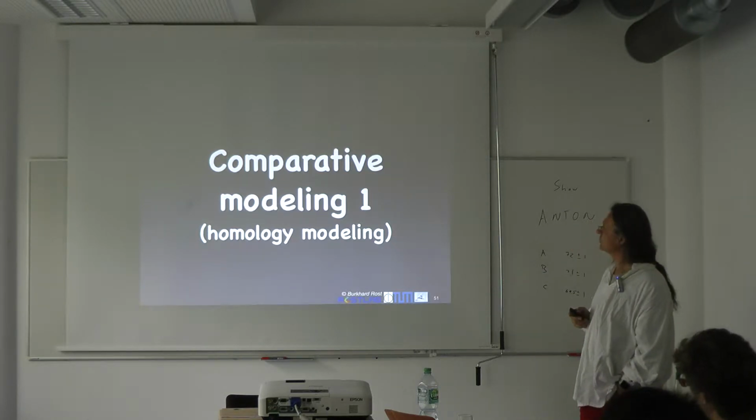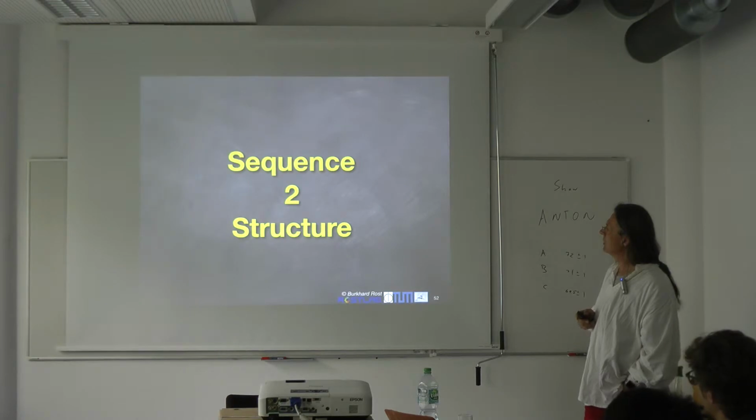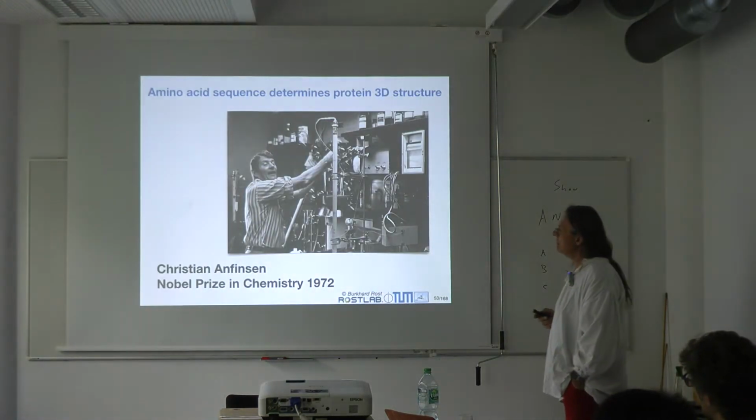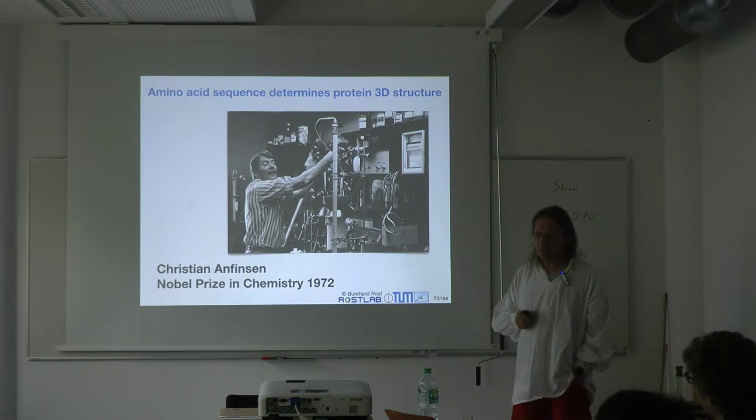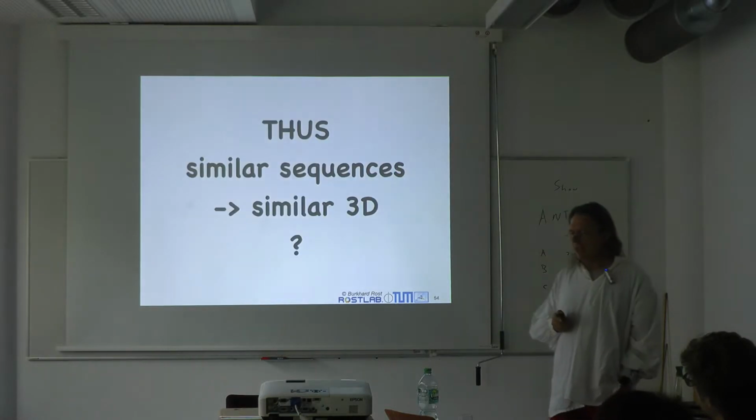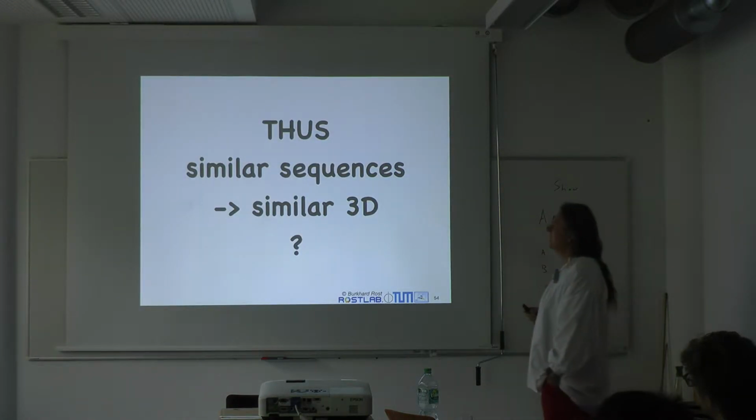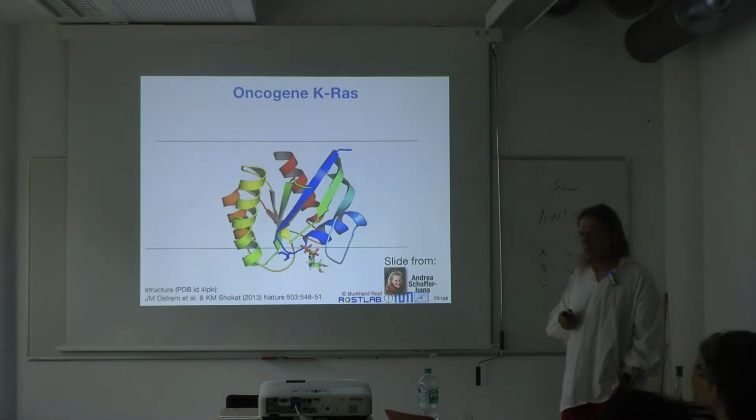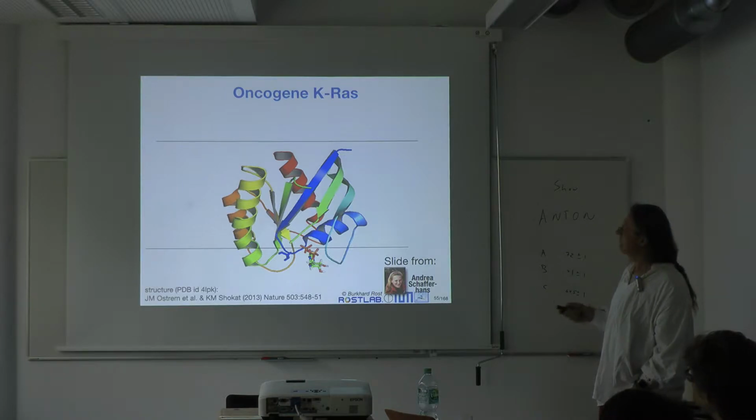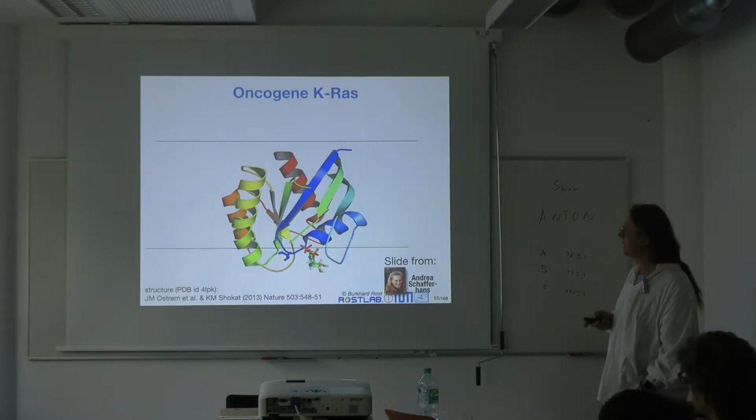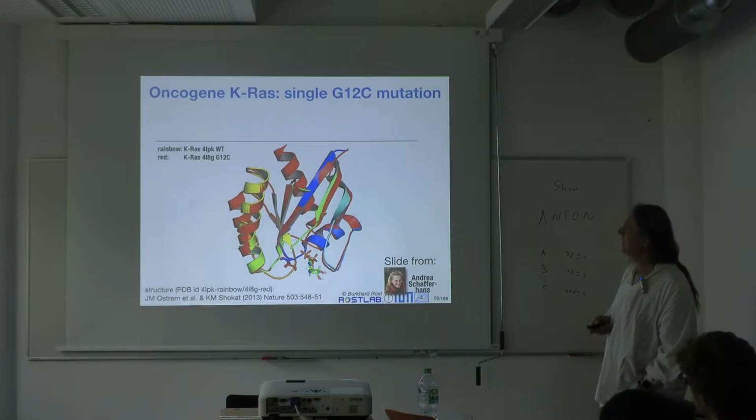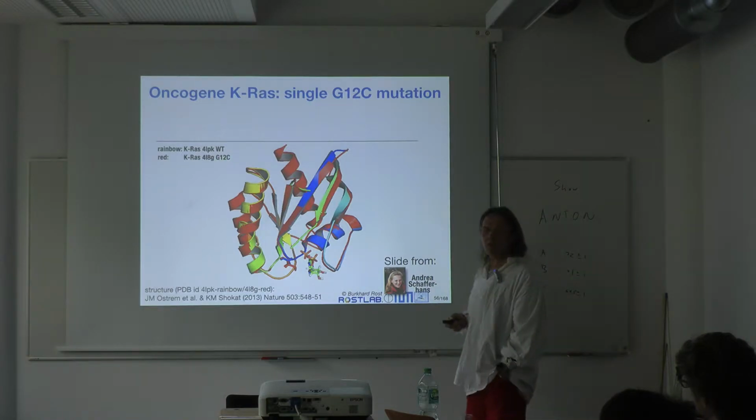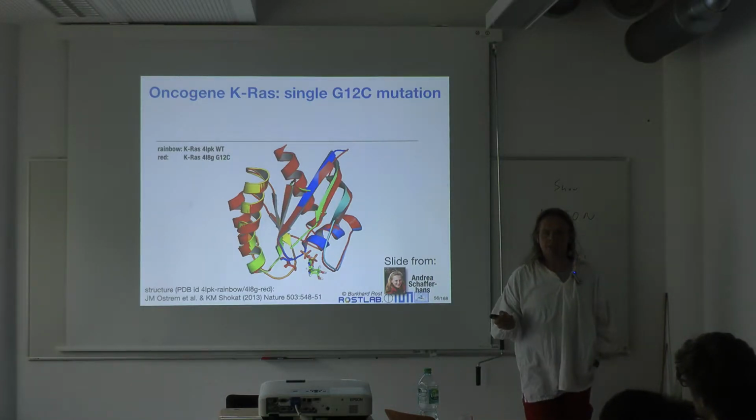Comparative modeling, or homology modeling. So again, we in principle know a sequence adopts a unique 3-dimensional structure, and that sort of implies, or may imply, that similar sequences have similar 3D structures. It is not necessary. Here's an example for the protein oncogene KRAS. The slides come from Andreas Schaffer-Hans. And here's the same KRAS with one mutation. The glycine at position 12 is mutated into a cysteine.